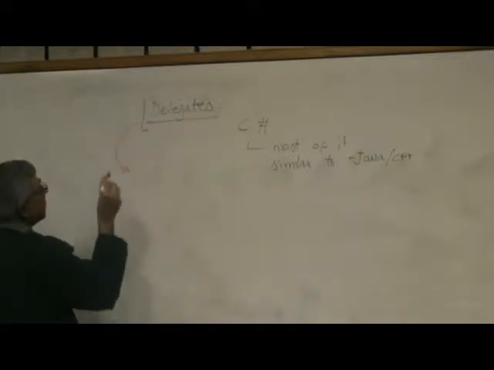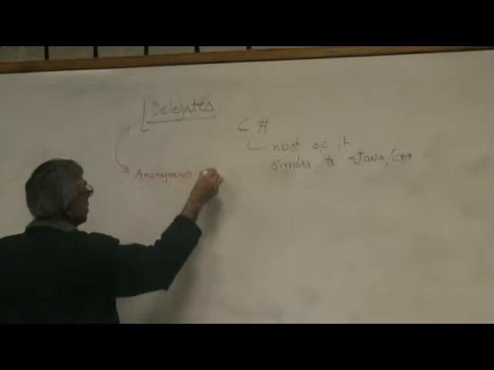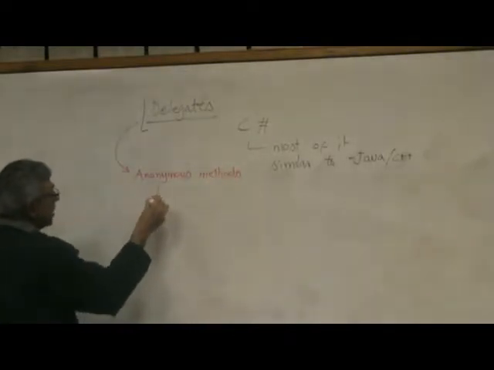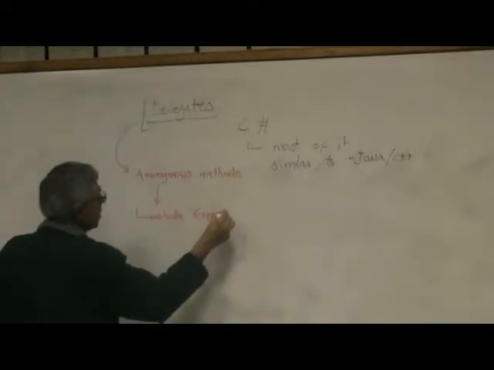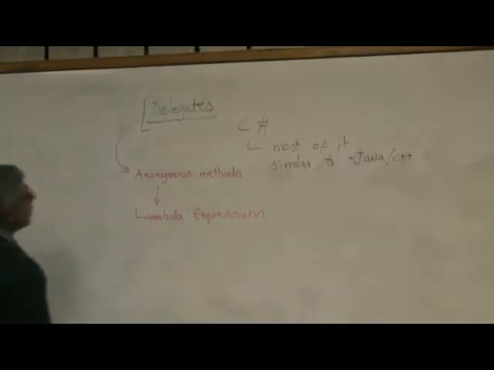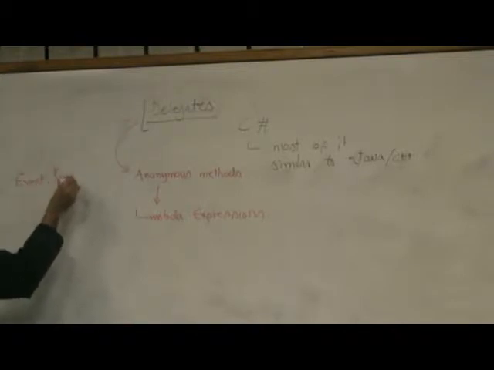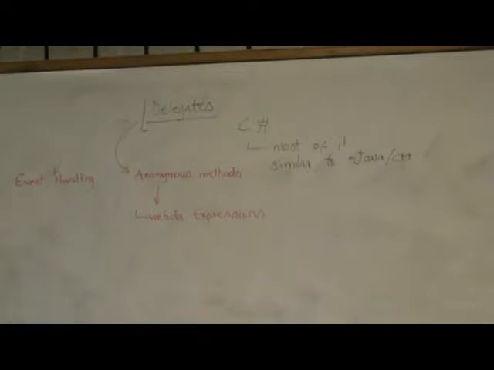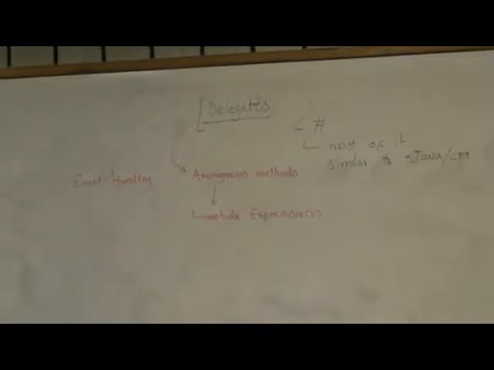As I will demonstrate to you, delegates lead to what are called anonymous methods. Anonymous methods lead to a concept called lambda expressions. Delegates also lead to a very neat event handling. So for example, if we click on a button or we select a menu, how do we know what should be triggered? As you will see, all event handling is done through the delegate mechanisms under C#.